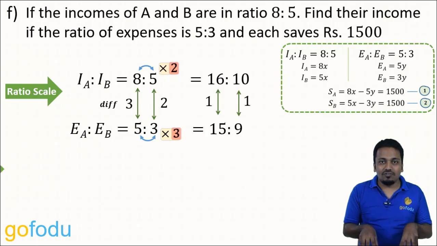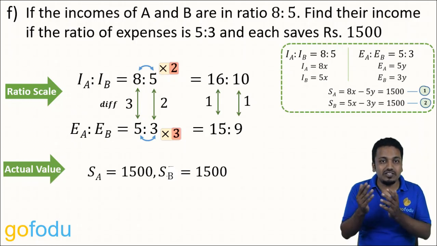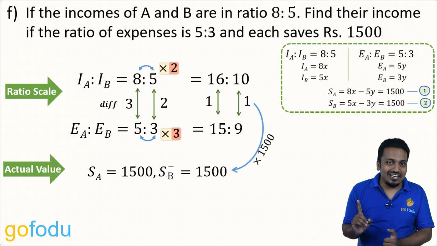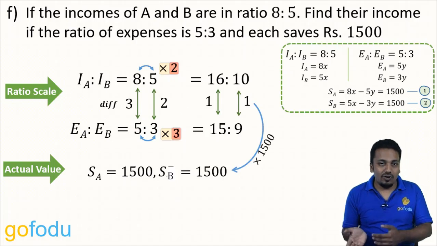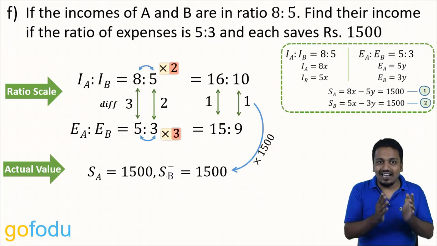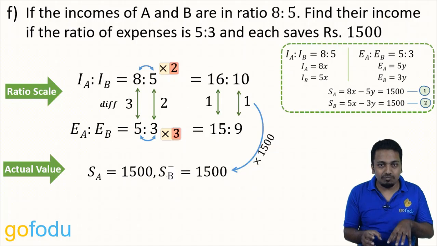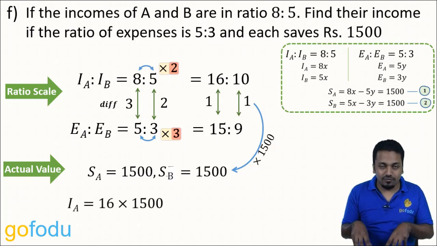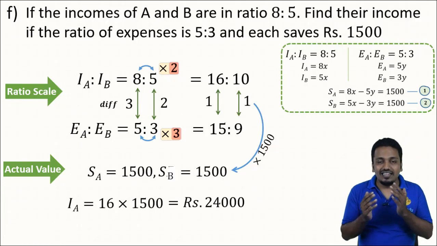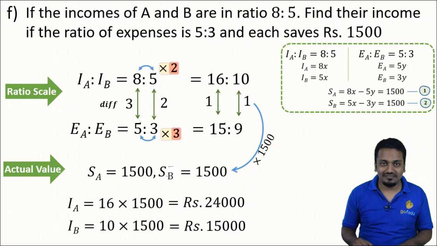And the actual amount of savings is given as rupees 1500. So 1 on ratio scale corresponds to an actual value of 1500. That means 16 and 10, the ratio values of A and B's income, will correspond to actual values of 16 into 1500, that is rupees 24,000, and 10 into 1500, that is rupees 15,000.